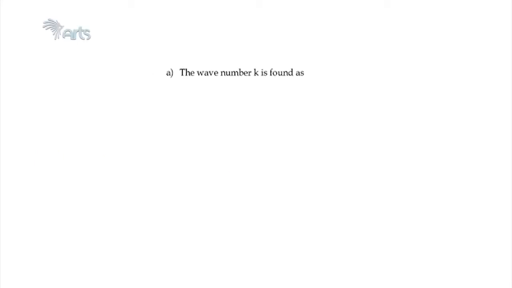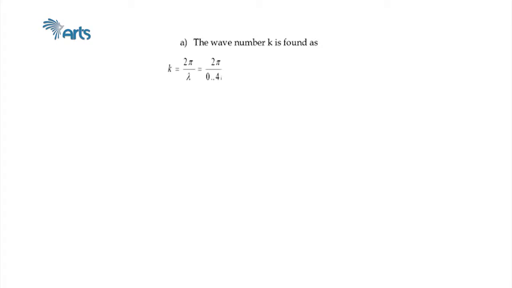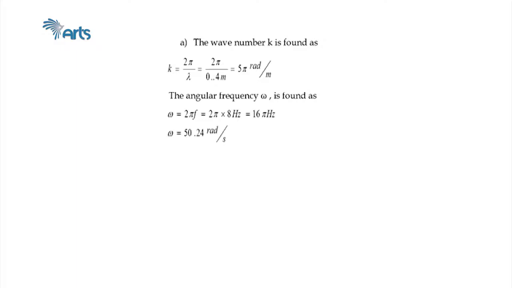Let's start with the wave number. The wave number k is found by the mathematical expression k is equal to 2 pi over lambda. 2 pi divided by 0.4 meter gives us 5 pi rad per meter. And the angular frequency omega is found with the expression omega is equal to 2 pi f. 2 pi multiplied by 8 Hz gives us 16 pi Hz, which is approximately equal to 50.24 rad per second.